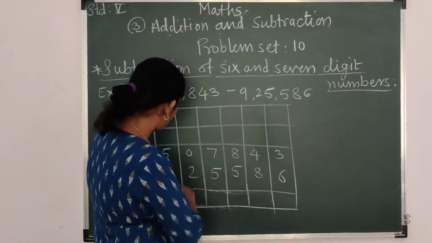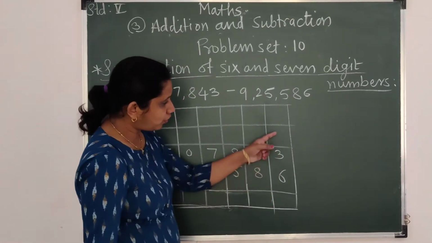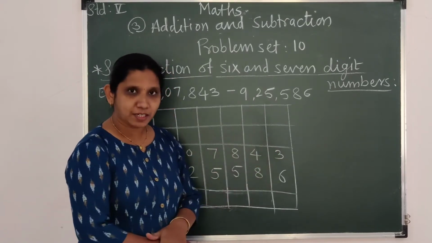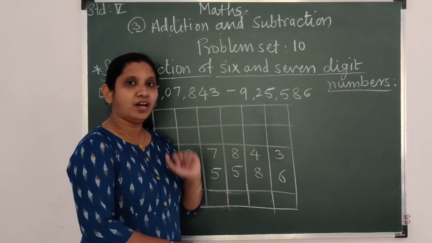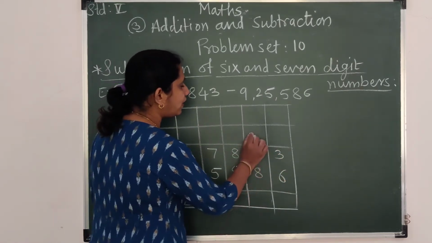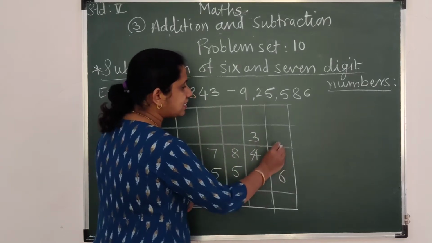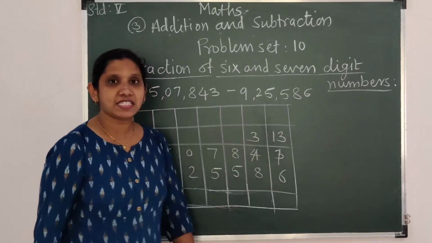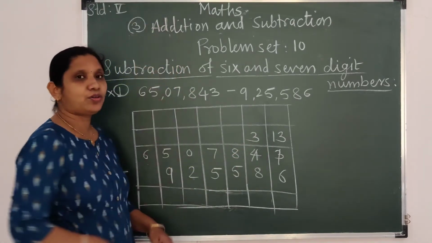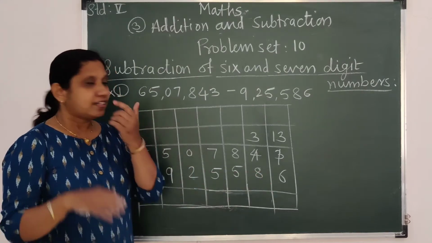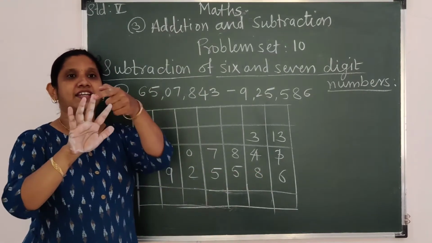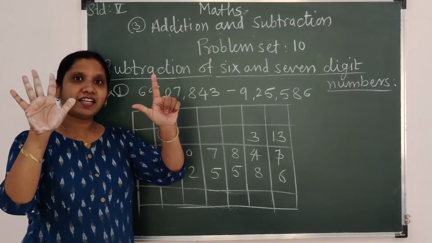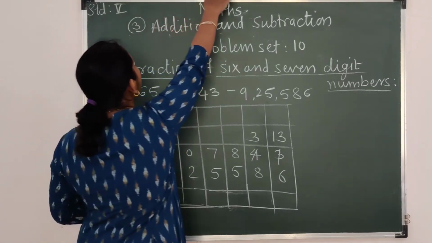Okay, now we have to subtract here in the units place column: 3 minus 6. Is it possible? No. We have to go to the previous place. Cancel 4. What will remain here? 3. Cancel these 3. This number becomes 13. Now we have to subtract 13 minus 6. As I already told you what to do, this 6, next number 7, 8, 9, 10, 11, 12 and 13. Total how many fingers are there? 7. So what is our answer?